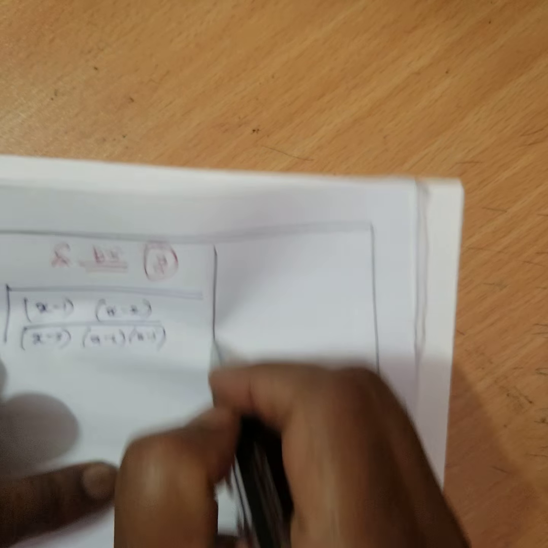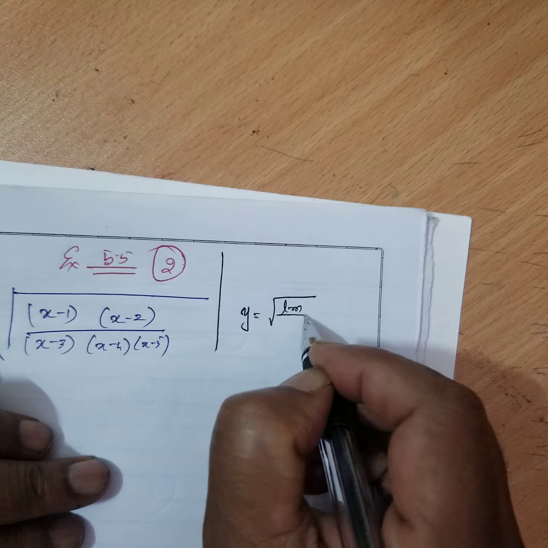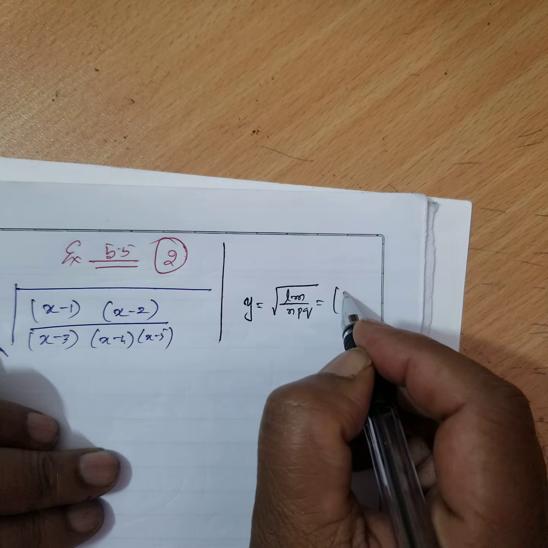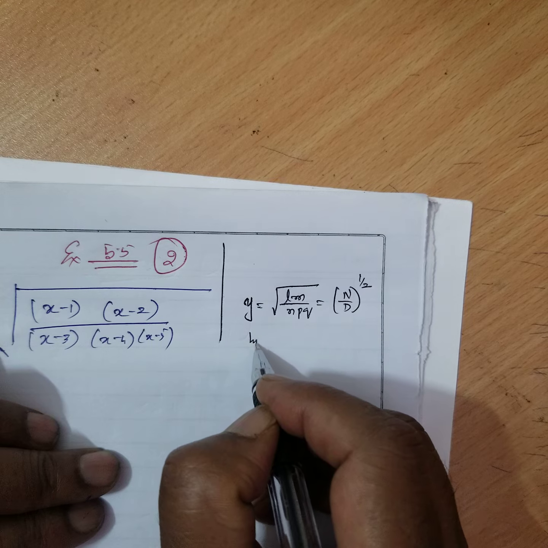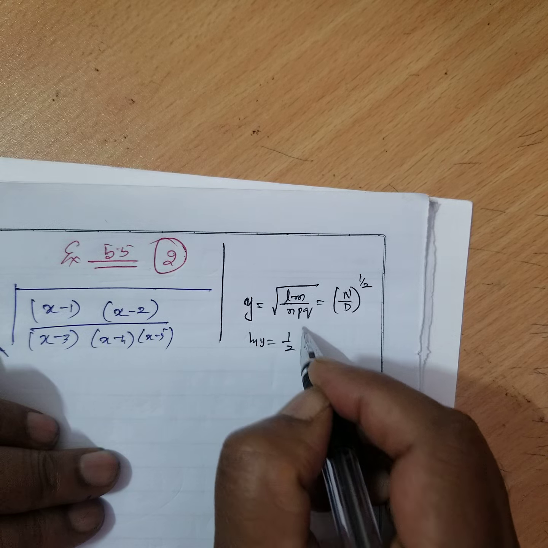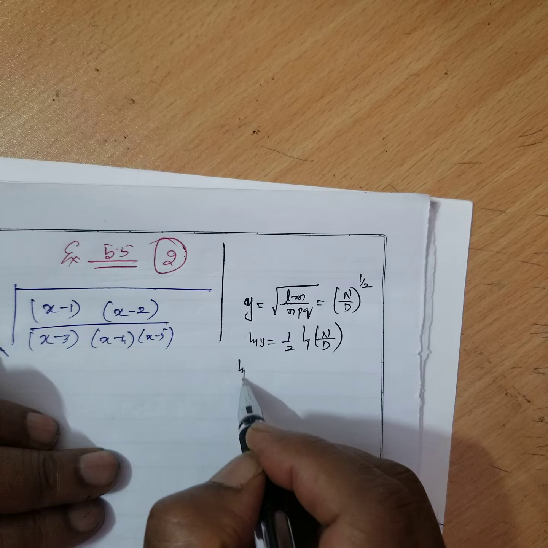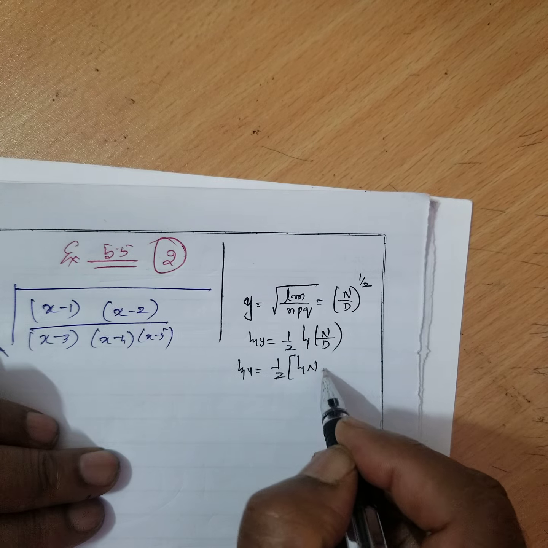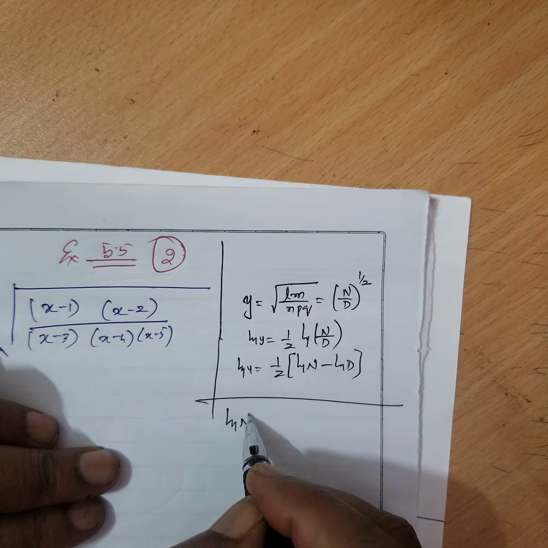Y is equal to root of L M by N P Q. Therefore, this is numerator by denominator, raised to the power half. Log Y is equal to half log of numerator by denominator. That is, log Y is equal to half of log numerator minus log denominator.